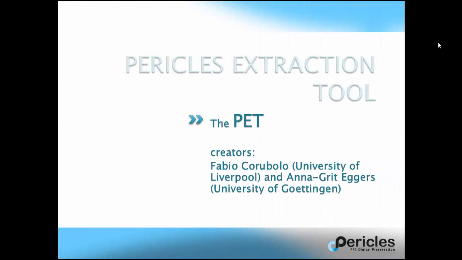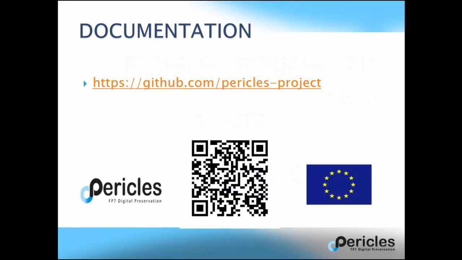This is a demo of the PERICLES extraction tool, or PET for short, developed by Fabio Corubolo from the University of Liverpool and Annegret Eggers from the University of Göttingen. The tool was released on the 1st of November 2014 on GitHub under an Apache 2 license.